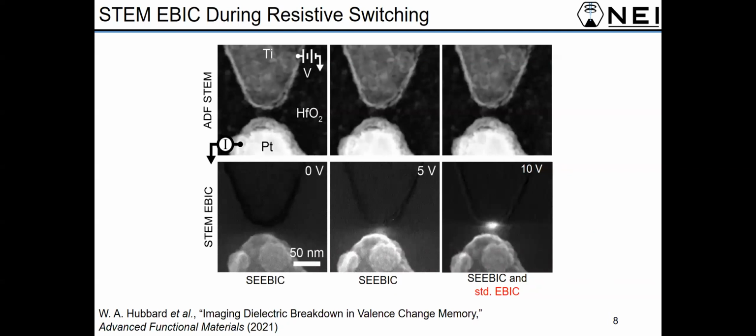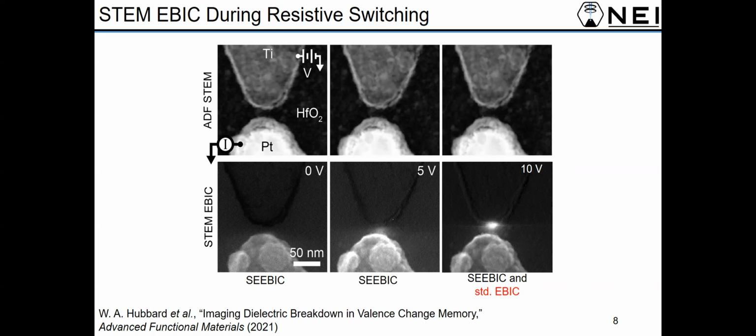So bringing this all together, here's just one example of the types of experiments that you can do with this system. So here we're looking at a resistive memory device. And if you look in the bottom row of EBIC images, you can see that as we increase the bias between the electrodes, between the first two frames, we see a conducting filament growing from the lower electrode towards the upper. And between the second and third, we can see a large electric field forming as that conducting filament approaches the upper electrode. Now notice that there is no corresponding contrast in any of these ADF STEM images.